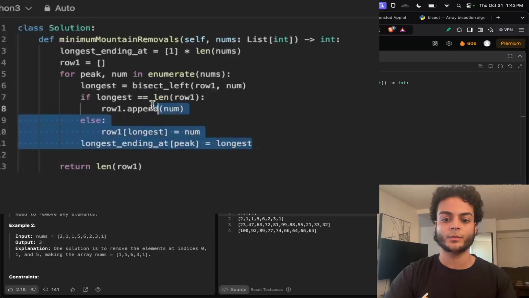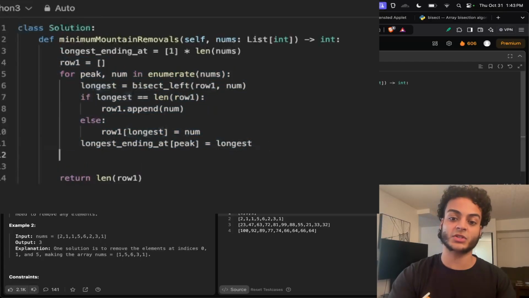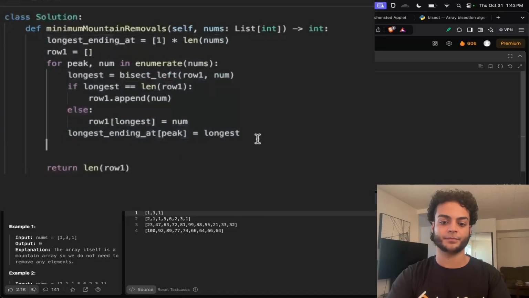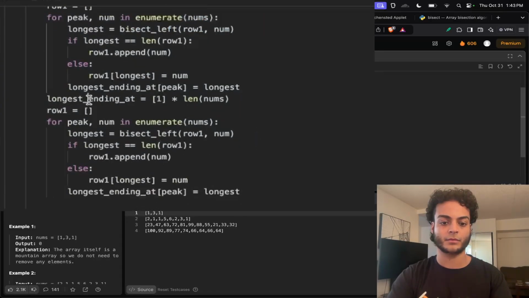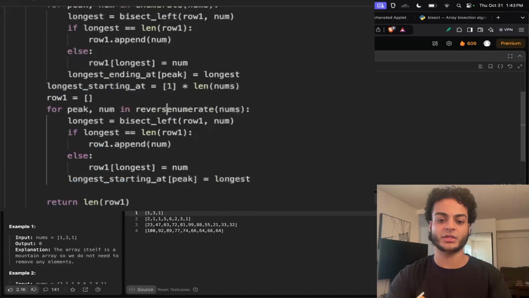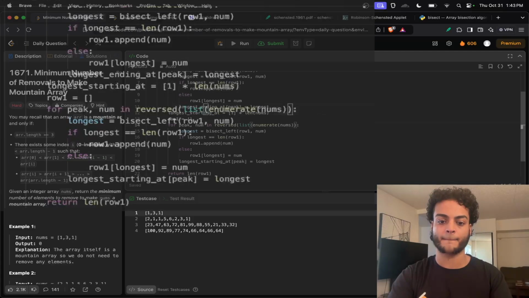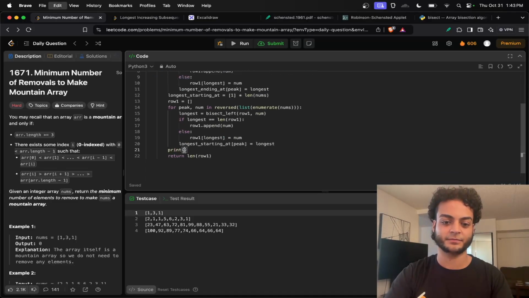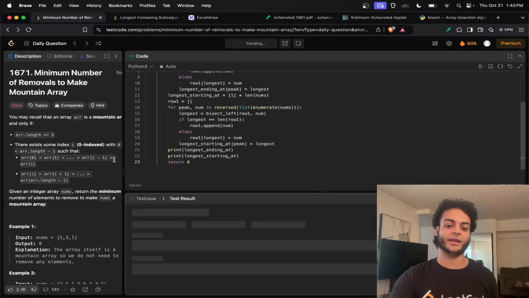And we can do the same thing for our decreasing subsequences, which start at a number. So let's copy paste this whole snippet and replace this ending with a starting. Put this here, and then make sure that we do this in reverse order. Let's print both of them and do a sanity check, right? Do these values match our expectations? And let's return just 0 so that Leetcode doesn't get mad at us.